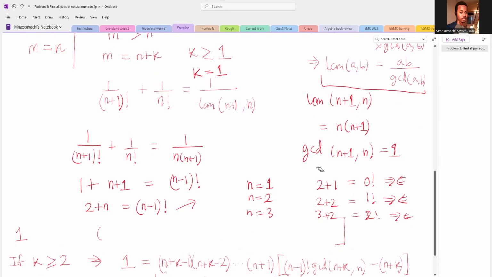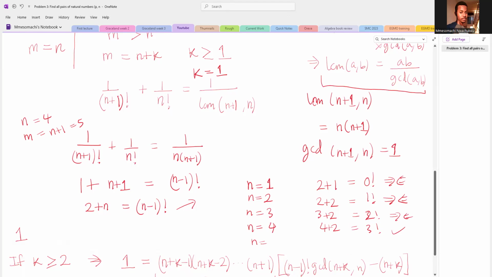Let's keep testing more values. If n equals 4, we have 4 plus 2 equals 3 factorial. This works. So 4 plus 2 is 6, 3 factorial is 6. So n equals 4 and m is equal to n plus 1, which is 5.